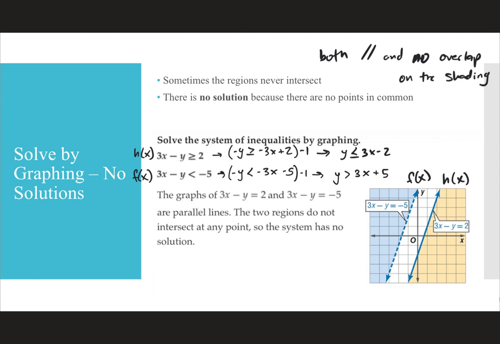So you can see from the get-go that these are going to be parallel lines because of their slopes. The shading is what makes things interesting. Notice how with f of x, because we have a greater than symbol, we are going to shade above, because when we are greater, we are above, and that's what gets us going all the way over here. And with h of x, it's the opposite. That is a less than or equal to symbol, so we are going to shade below. There is absolutely no overlap in these two graphs, and so that means there is no solution.